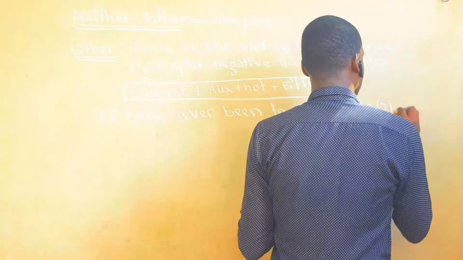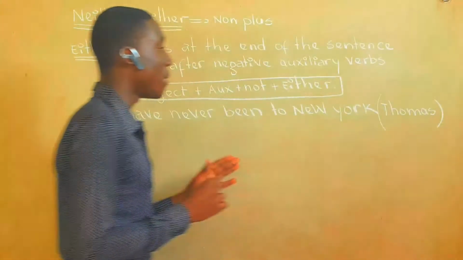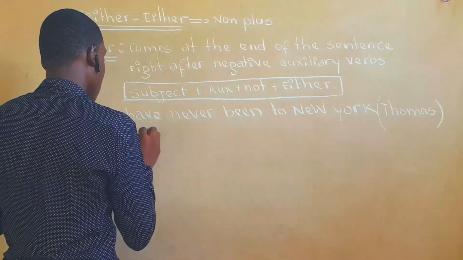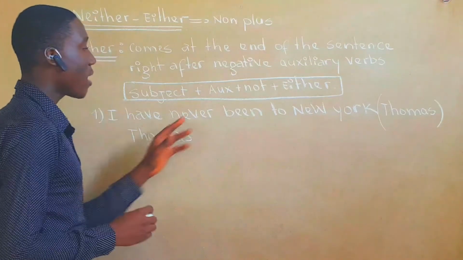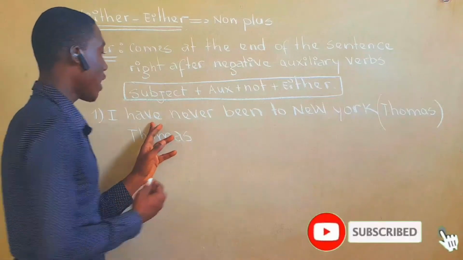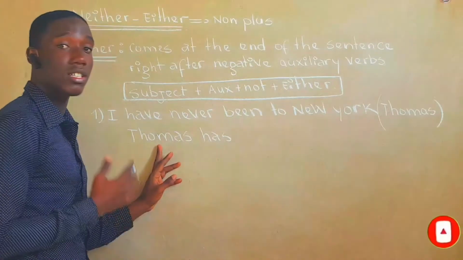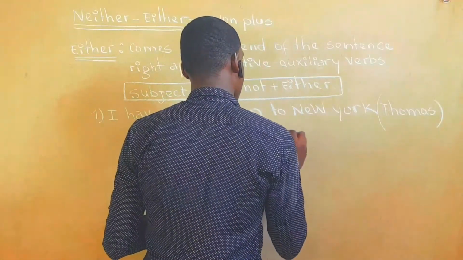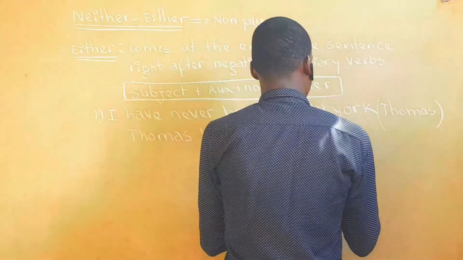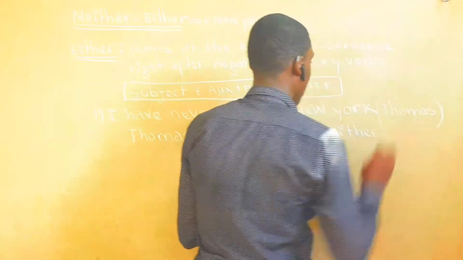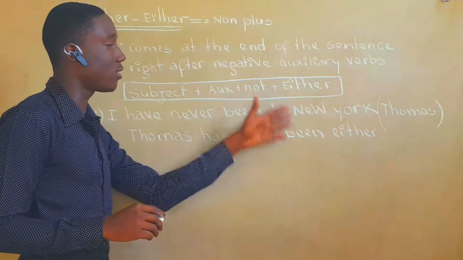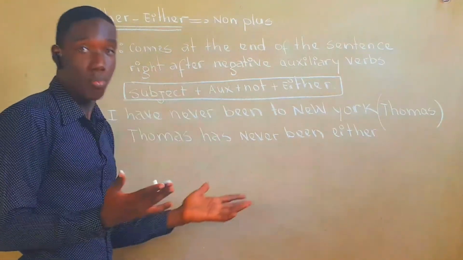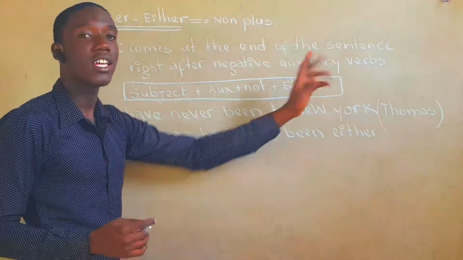If I want to say the same for Thomas, the second is the subject. The subject is Thomas. I say Thomas. The auxiliary for have comes as has, because Thomas is a man. Thomas has never been either. Like that. I have never been to New York. If I want to say the same for Thomas, I say Thomas has never been either.